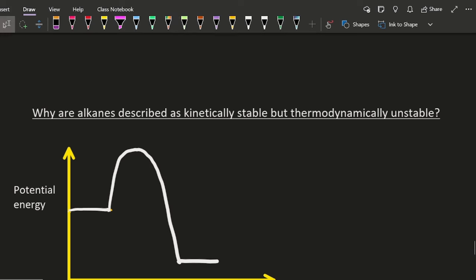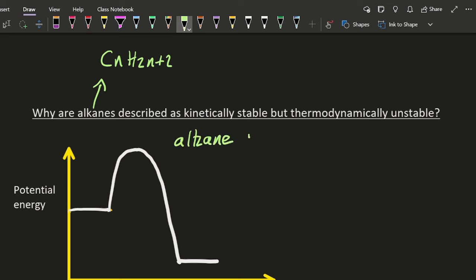Well, first let's recap what alkanes are. They're organic chemicals with the general formula CnH2n+2: methane, ethane, propane, butane. They're used as fuels, and so the reaction that I think the IB is talking about is where you get an alkane and combust it in oxygen to make carbon dioxide and water. So that's the reaction I think they're talking about.